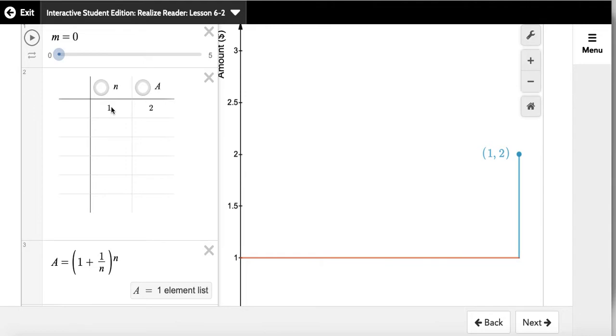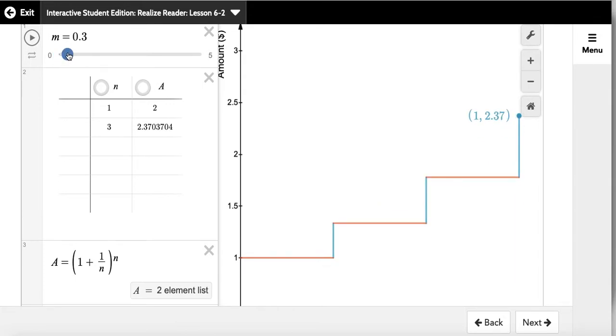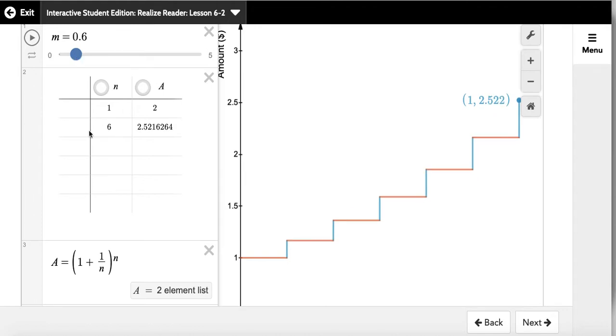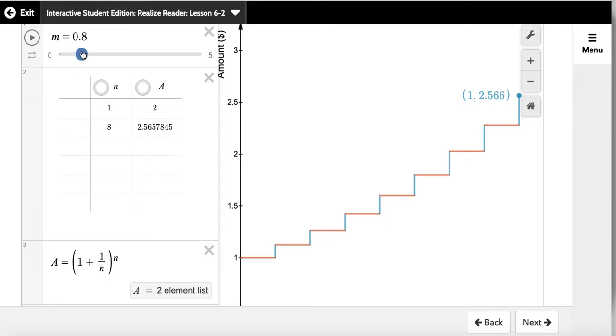If it's compounded once, we would end up with $2. 100% of $1 is $1, so 1 plus 1 is 2. But if you compounded it more often, and let's see if I move the slider, we will have this compounding. So here it is compounding 6 times during the year. It would come out to $2.52. They wanted us to do it for multiples of 10, so let me go up to 10.